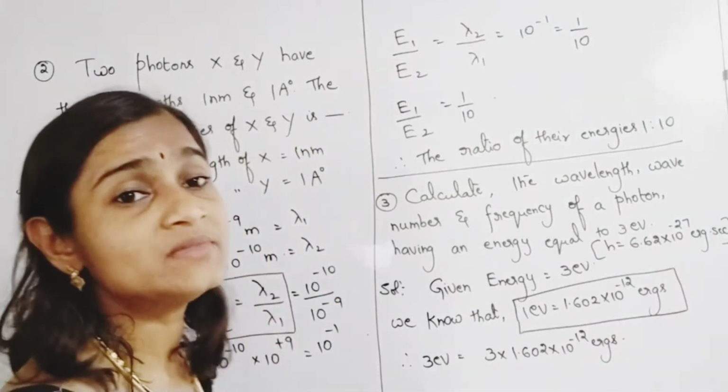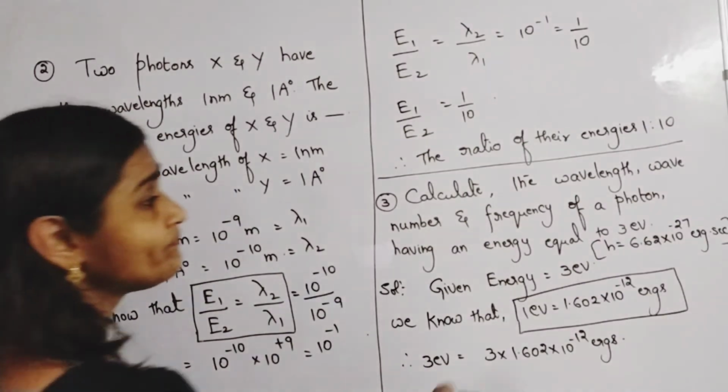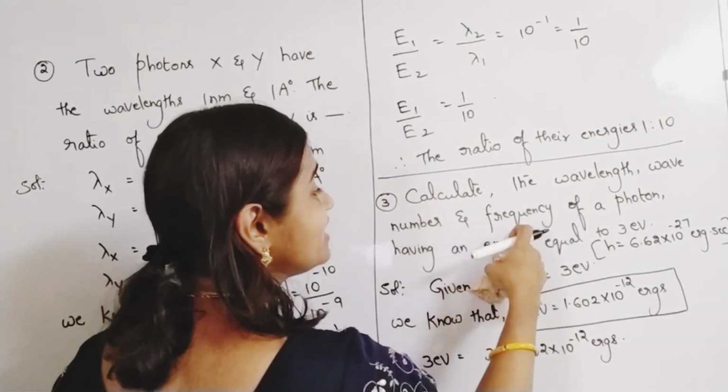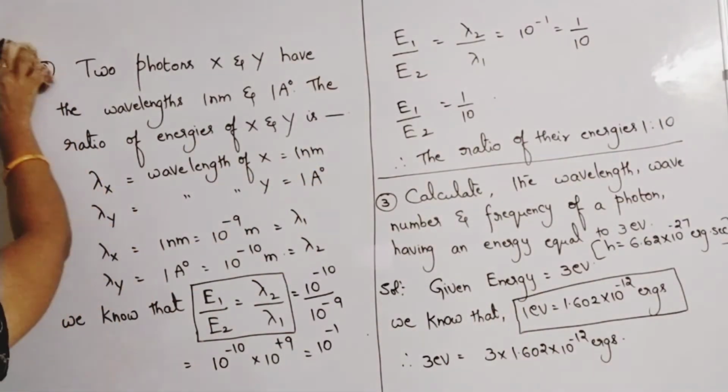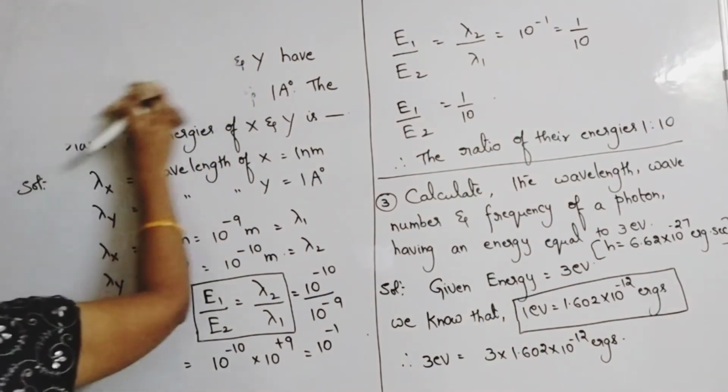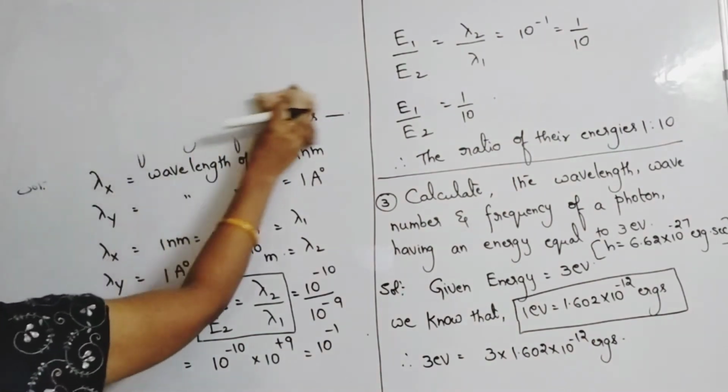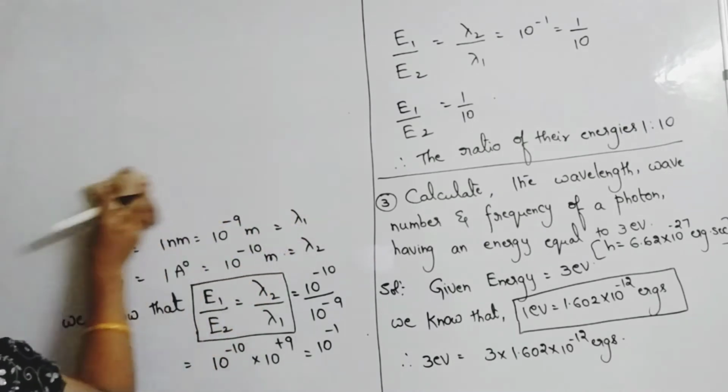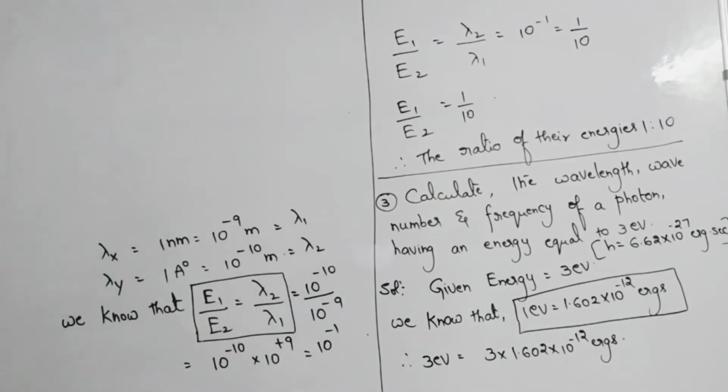Okay, now from this we have to calculate what? Wavelength, wave number and frequency. Three things we have to calculate. Wavelength, wave number and frequency. Wavelength means lambda. Please remember this point.